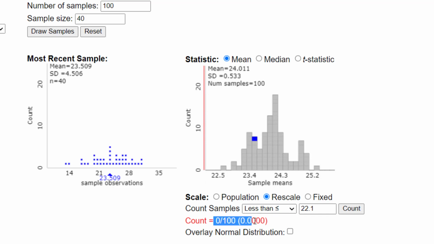There are 0 sample statistics that are like 22.1 or lower. So it's highly, highly unlikely that if the population mean were 24 chips per cookie, we would go out and get a sample of 40 cookies and find only 22.1 chips per cookie on average. This would be a highly unusual statistic to get.